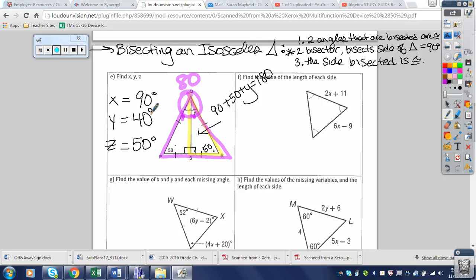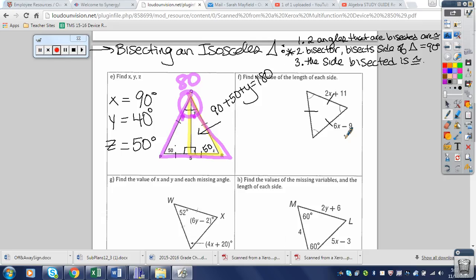Look at this one. Find the value of the length of each side. Well, what do you know about this triangle? It's isosceles. So that means this is congruent. No, I lied. It's equilateral because I have three congruent angles. So this side is congruent to this side, which is congruent to this side.